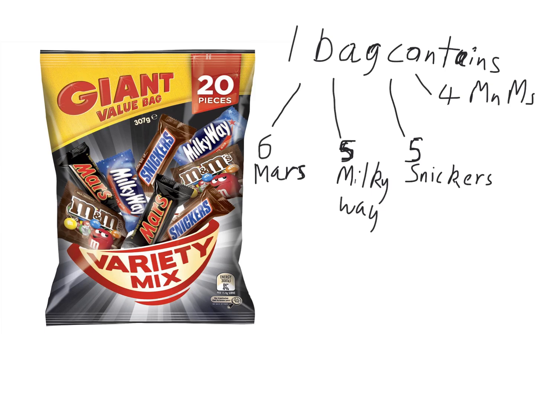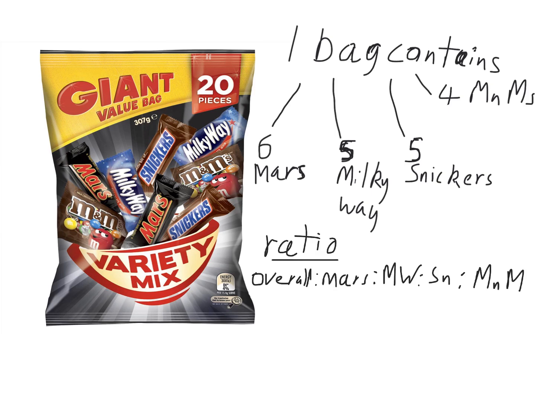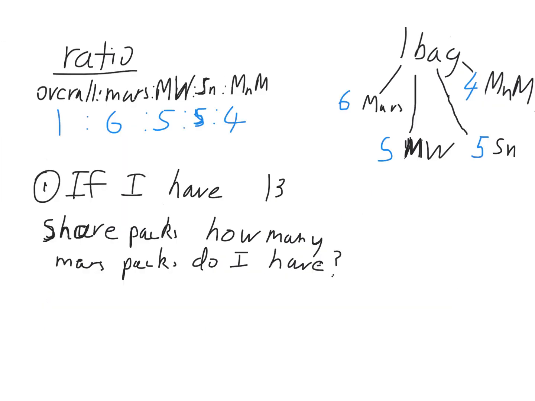If you open the bag up, what you end up with is a collection of different chocolates: 6 Mars bars, 5 Milky Ways, 5 Snickers, and 4 M&M bags. And you can use these numbers to work out how many of each chocolate you can get if you get a few more bags. To do this, you can turn these numbers into a ratio. For every one overall bag you have 6 Mars bars, 5 Milky Ways, 5 Snickers, and 4 bags of M&M.